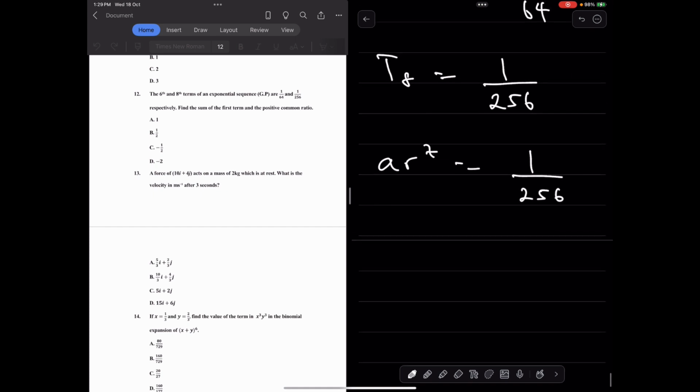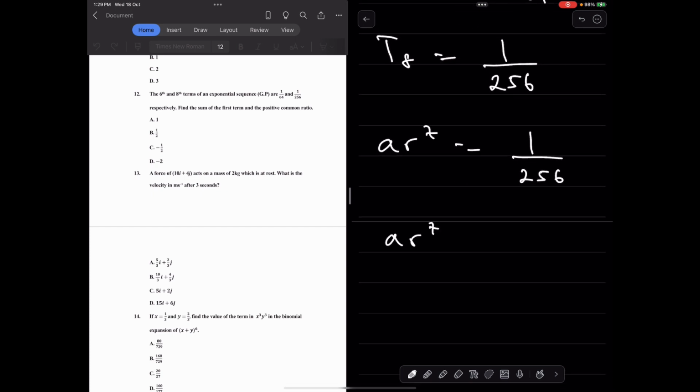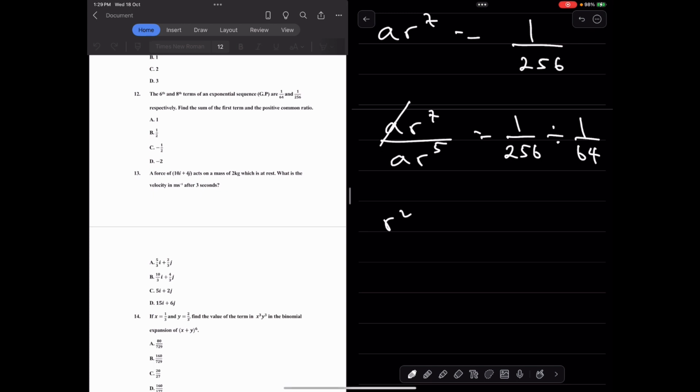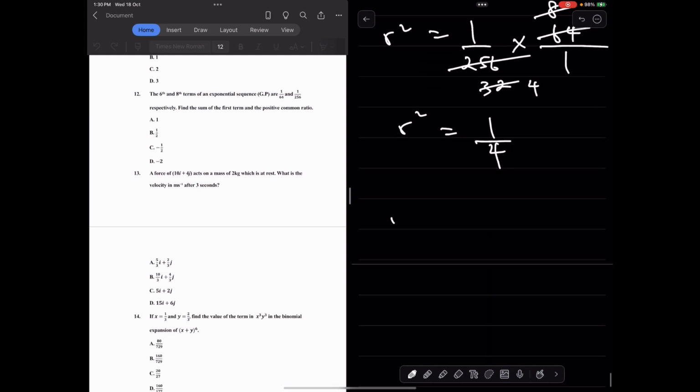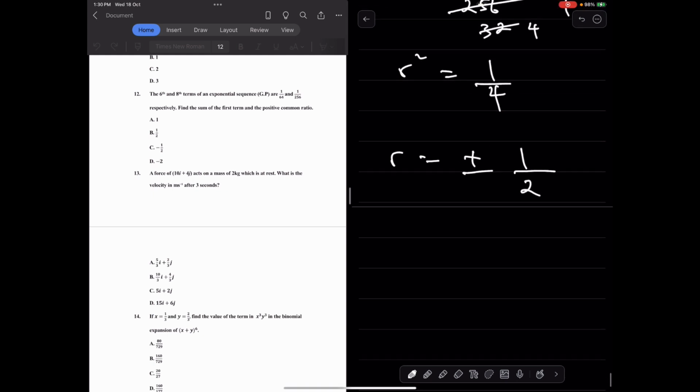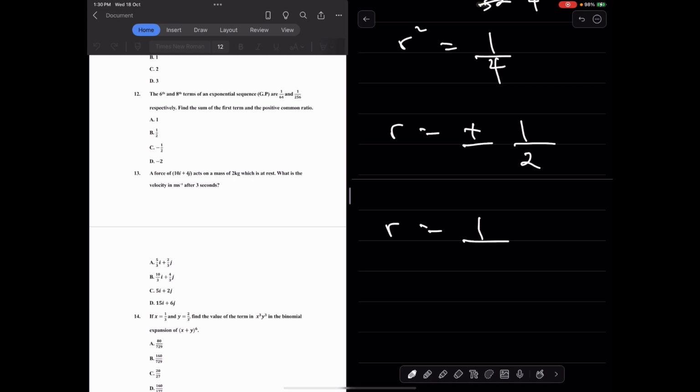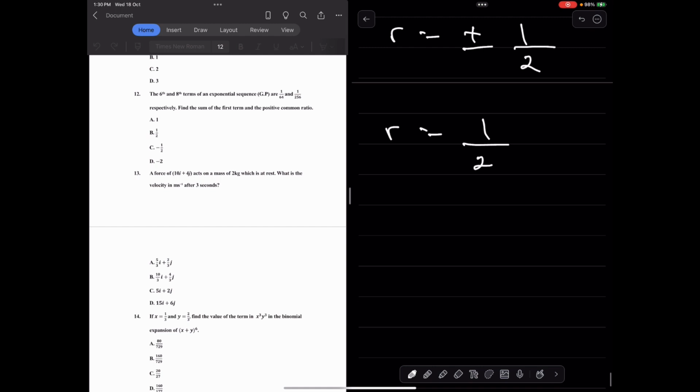If I divide T8 by T6, I'll have AR raised to the power 7 over AR raised to the power 5 equals 1 over 256 divided by 1 over 64. And that simply means R squared, of course, A cancels A. R raised to the power 7 divided by R raised to the power 5 is R raised to the power 2. R squared equals 1 over 256 times 64 over 1. So R squared is 1 over 4, which simply means R equals plus or minus 1 over 2. But they said we should find the sum of the first term and the positive common ratio. So I only need R equals plus 1 over 2.